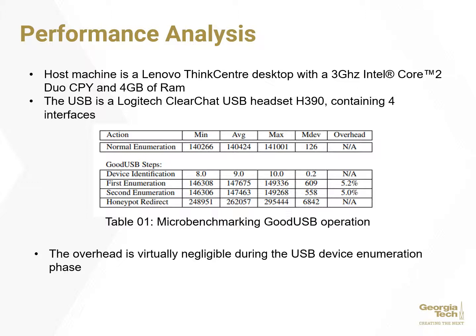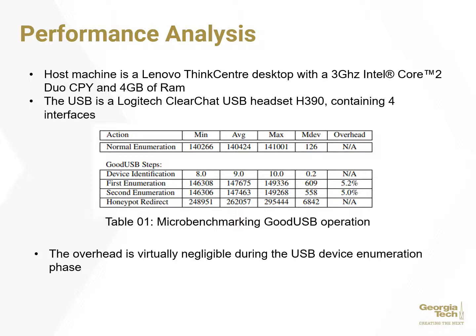As you move down to the GoodUSB steps, you can see the device identification. This shows the overhead of the device class identifiers. The average overhead ends up being 9 microseconds, which the authors deem to be negligible. The second row is the first enumeration. This is when the device is plugged in for the first time, where the user has to select the description that best suits the device and the security image, and this only introduced a 5.2% overhead.